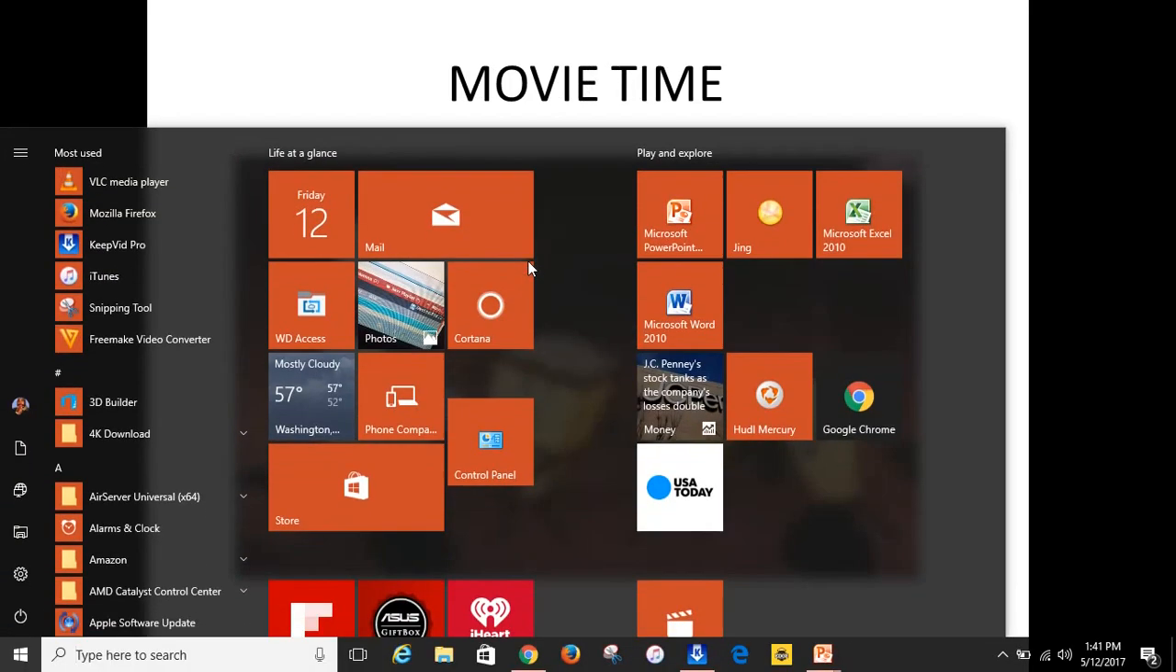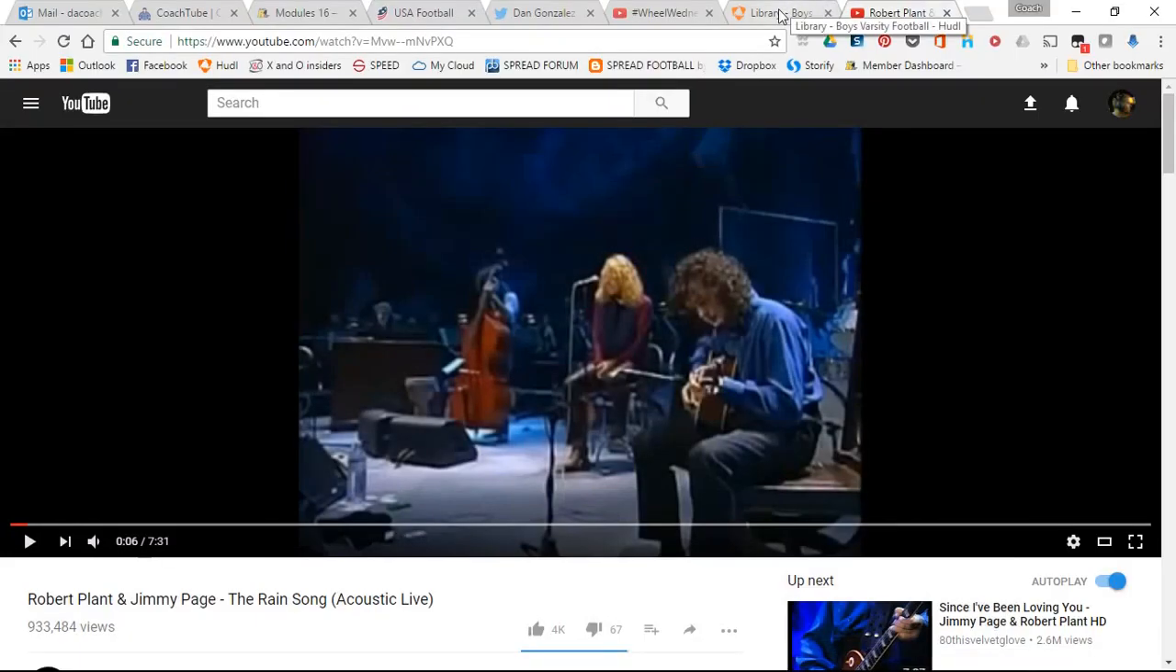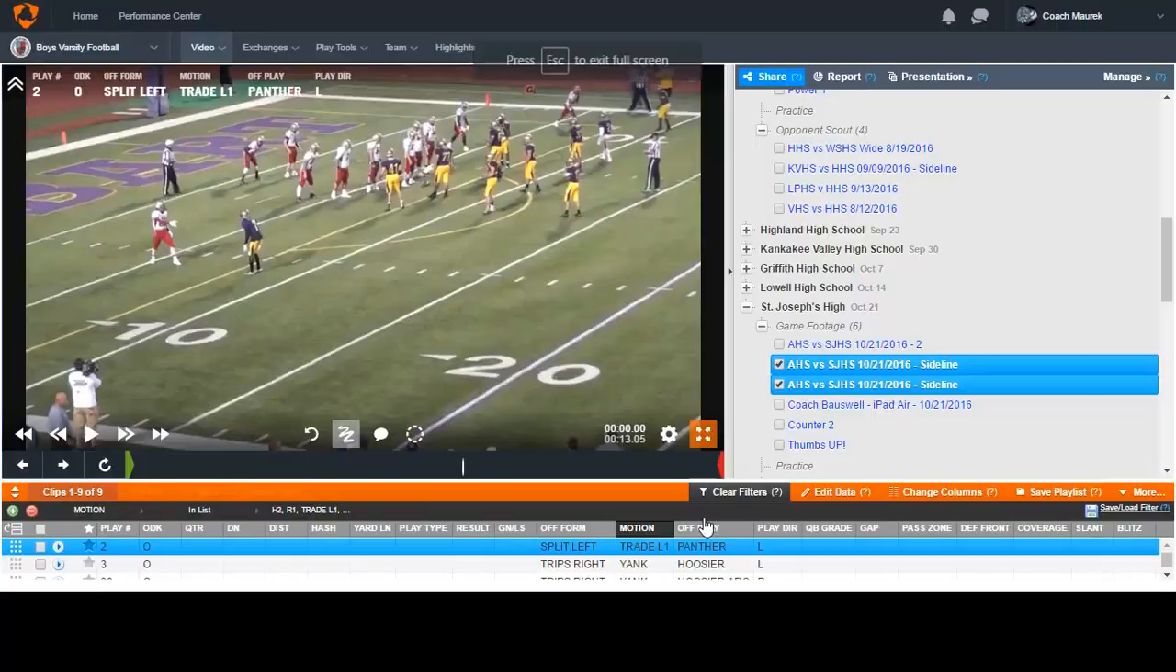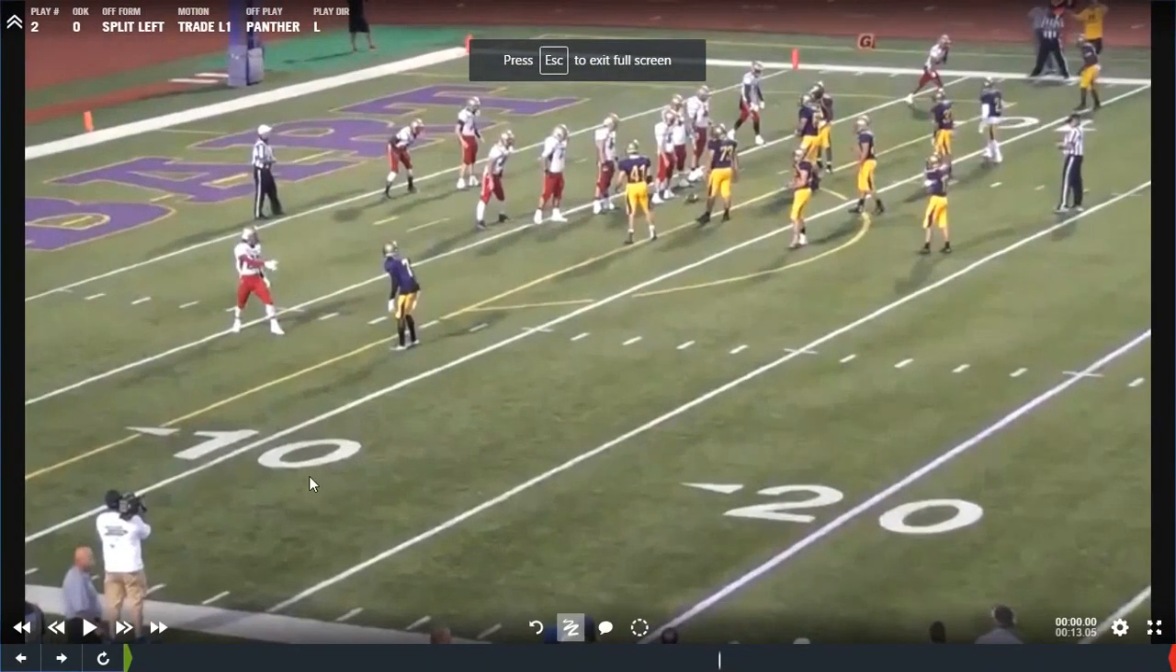Very good. Here we go with the movie time. Here are about 9 plays. I'm going to go through them somewhat quick. So this is split left, this is trade left, and this is power left. And actually this is L1 in there too. So we have 2 things going on at the same time. So we have a shift and we have a little motion goodness.